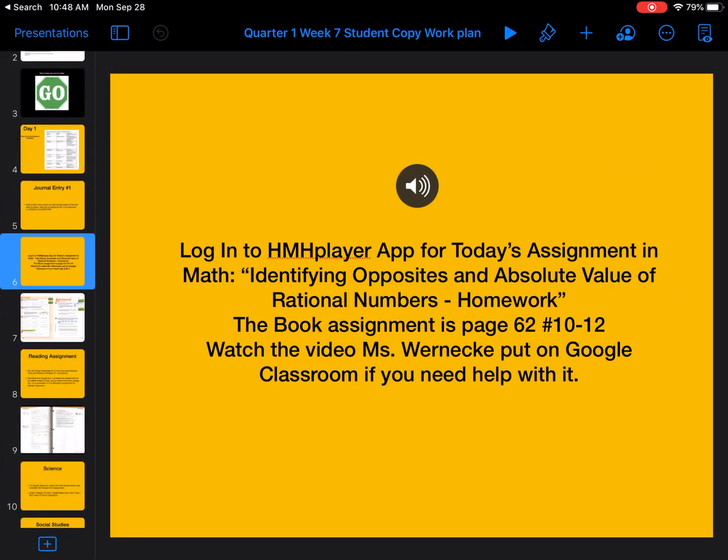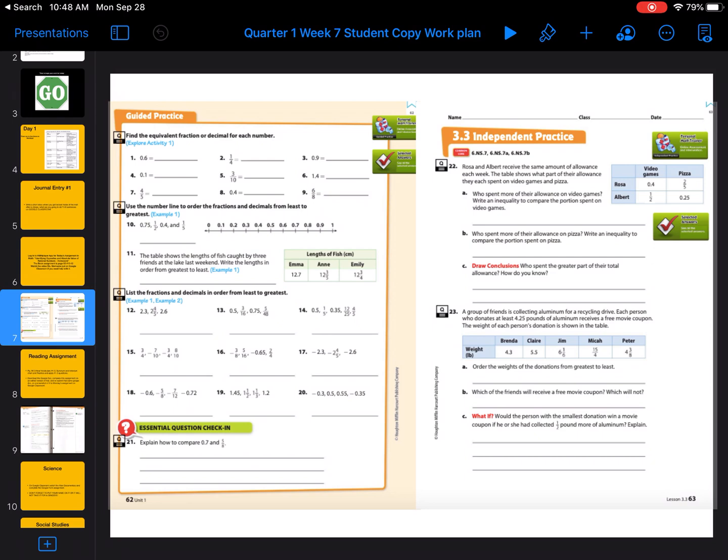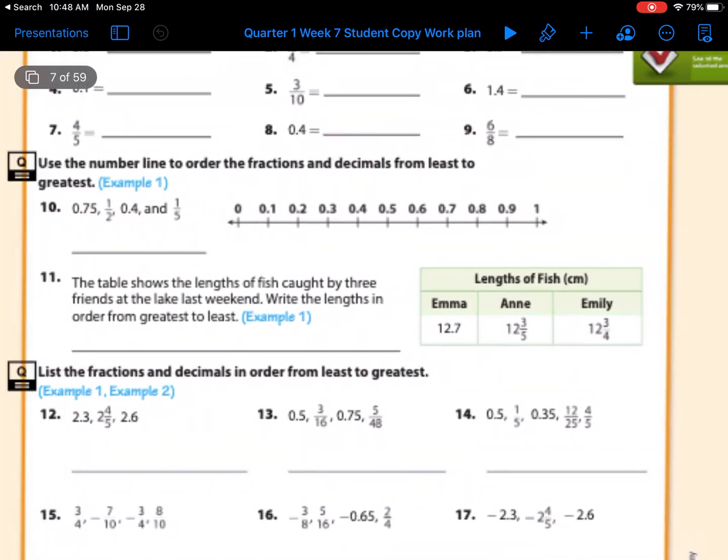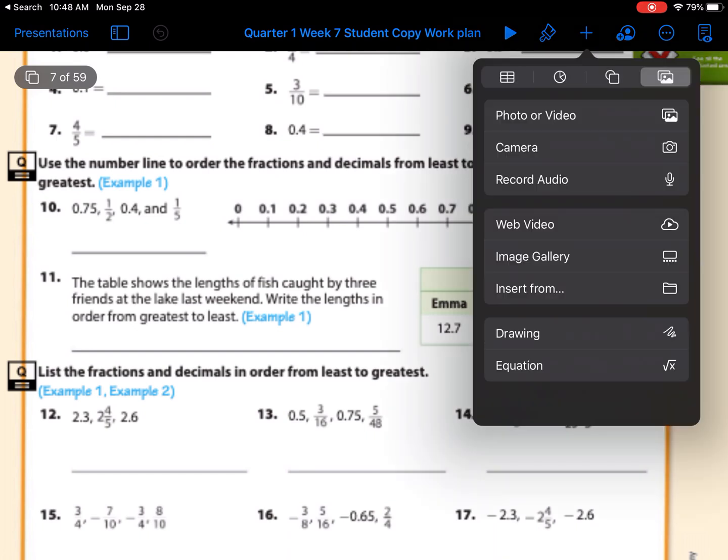Today's math assignment for Monday is you can either log into the HMH Player app, and the assignment for the app is the Identifying Opposites and Absolute Value of Rational Numbers homework, or the book assignment is page 62, number 10 through 12. So that's just this page, 10, 11, and 12.